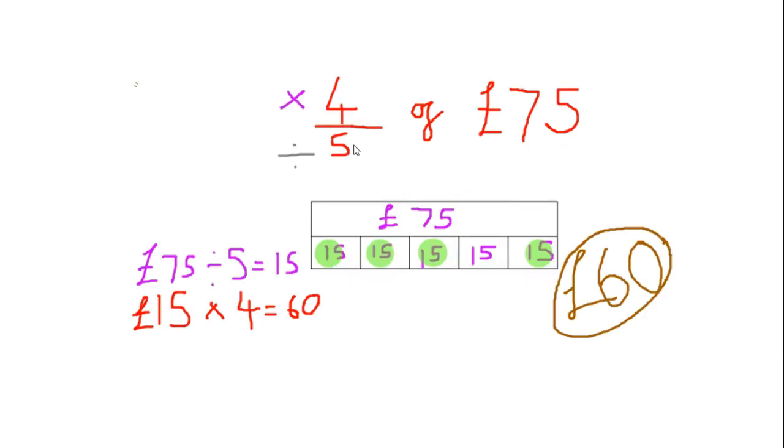The answer is £60. The denominator is 5, so there are 5 equal parts in the whole. We want 4 parts, the numerator. So I did 75 divided by 5, which is 15. 15 multiplied by 4, which equals 60. £60.